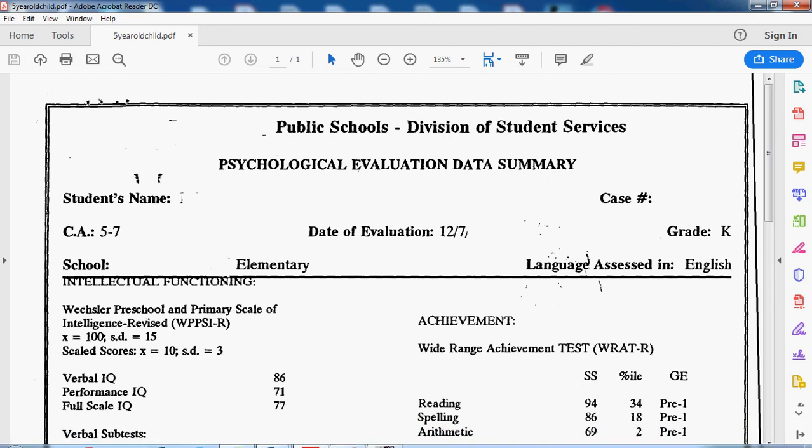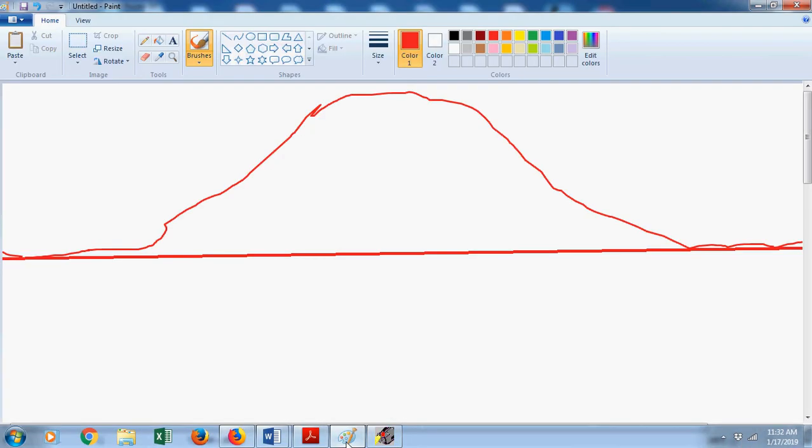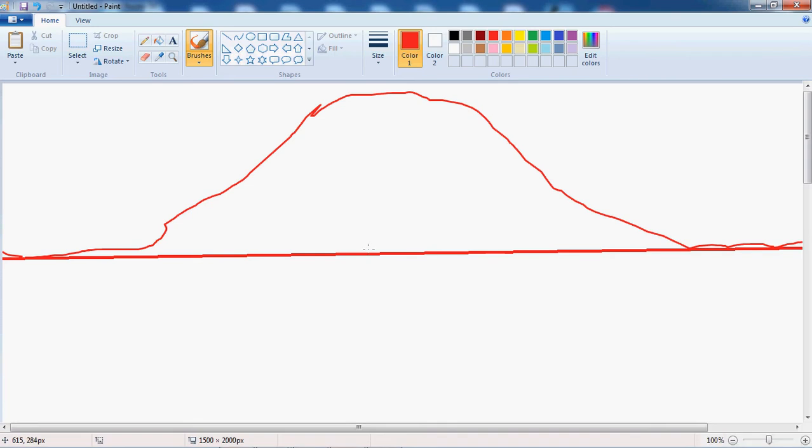So, I'm going to start out by showing you a little bit of the bell curve, and I do want to apologize for my bad drawing. I'm a special education teacher. I'm a math person mainly. I'm not a drawer. I'm not an artist.